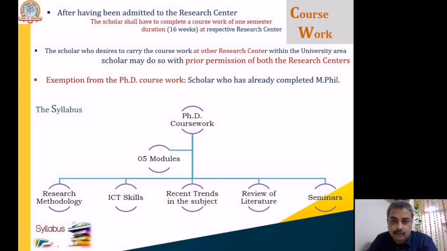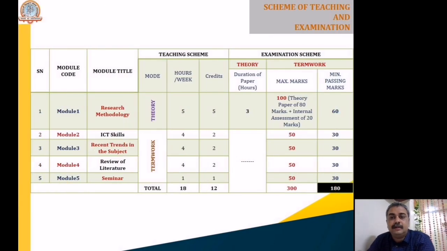Now, what is the syllabus of the coursework? The coursework has 5 modules. First is research methodology, another is ICT skills, recent trends in the subject, review of literature, and seminars. So these are the 5 modules that have to be completed in the 16 weeks, that is the 1 semester duration. Next is the scheme of teaching and examination. So there are 5 modules: research methodology, ICT skills, recent trends in subject, review of literature, and seminar.